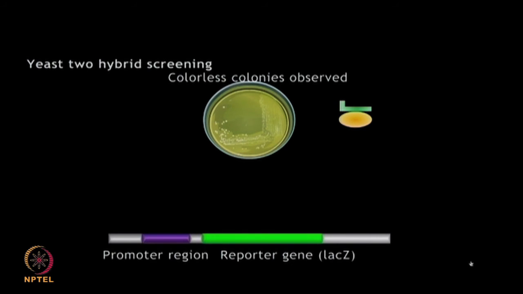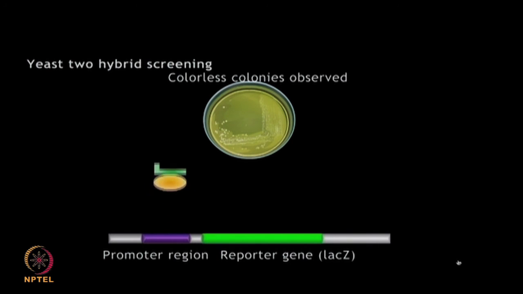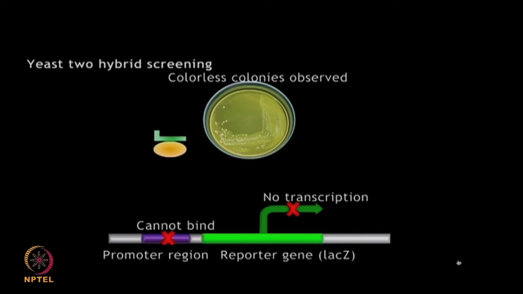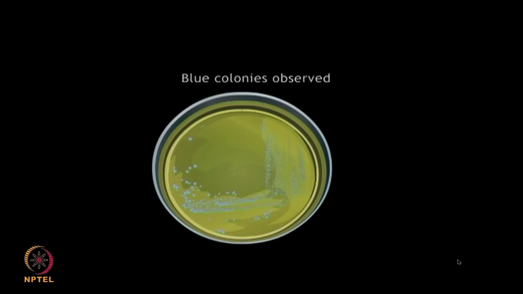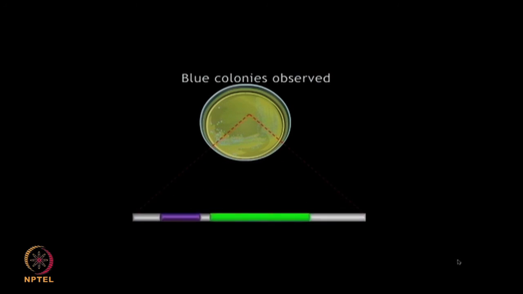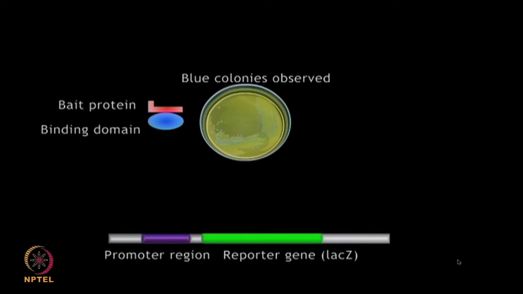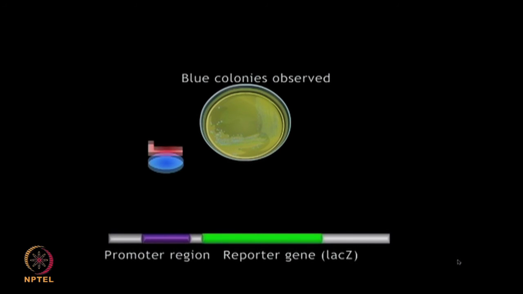The two-hybrid screening protocol uses this interaction as the basis for screening protein-protein interactions. When the bait protein bound with the binding domain interacts with the prey protein fused with the activation domain, there will be expression of the reporter gene, which can easily be detected. The LacZ gene is a commonly used reporter gene, whose protein product beta-galactosidase cleaves the substrate X-gal, resulting in blue colored colonies.